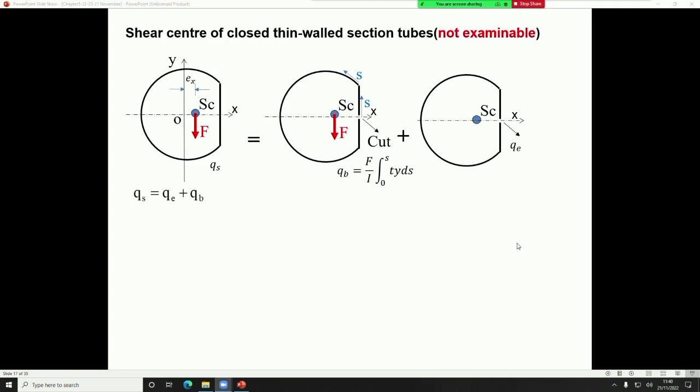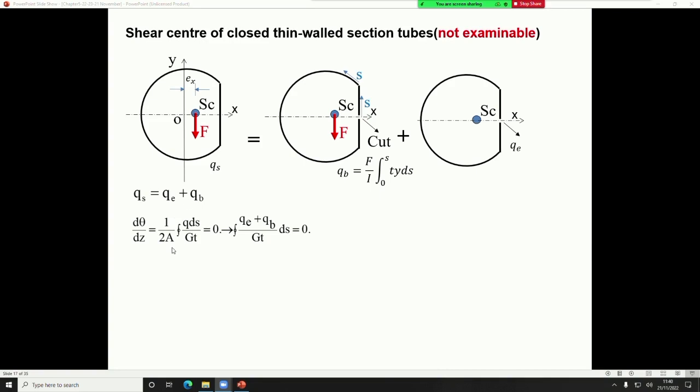Now, how do we find QE, the shear flow at this cut? Since the force is passing through the shear center, it has no twisting effect. If I have a closed section and I'm passing a force through it, the rate of twist must be equal to zero. Now we move on to chapter four. The rate of twist is equal to d theta over dz, 1 over 2A, loop integral of qds over Gt. This is something we had in chapter 4. And A is the area enclosed by the perimeter of the section.